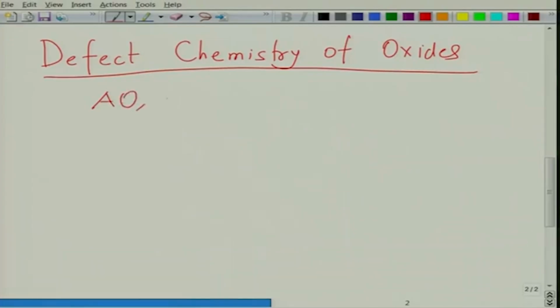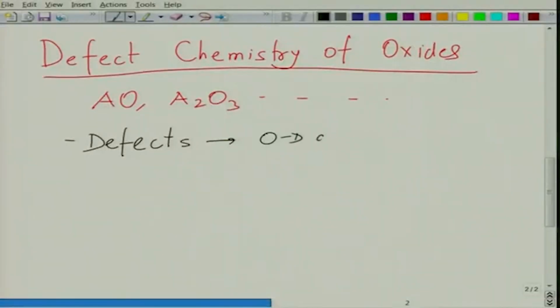Because many dielectric materials tend to be oxides in terms of their chemistry, defect chemistry plays a very important role. Most of these materials, whether you have AO or A2O3, a variety of these materials, tend to carry defects. Here we are not talking of defects like dislocations and grain boundaries and surfaces. Here we are going to talk about the defects which are mainly point defects, that is, zero dimensional defects.